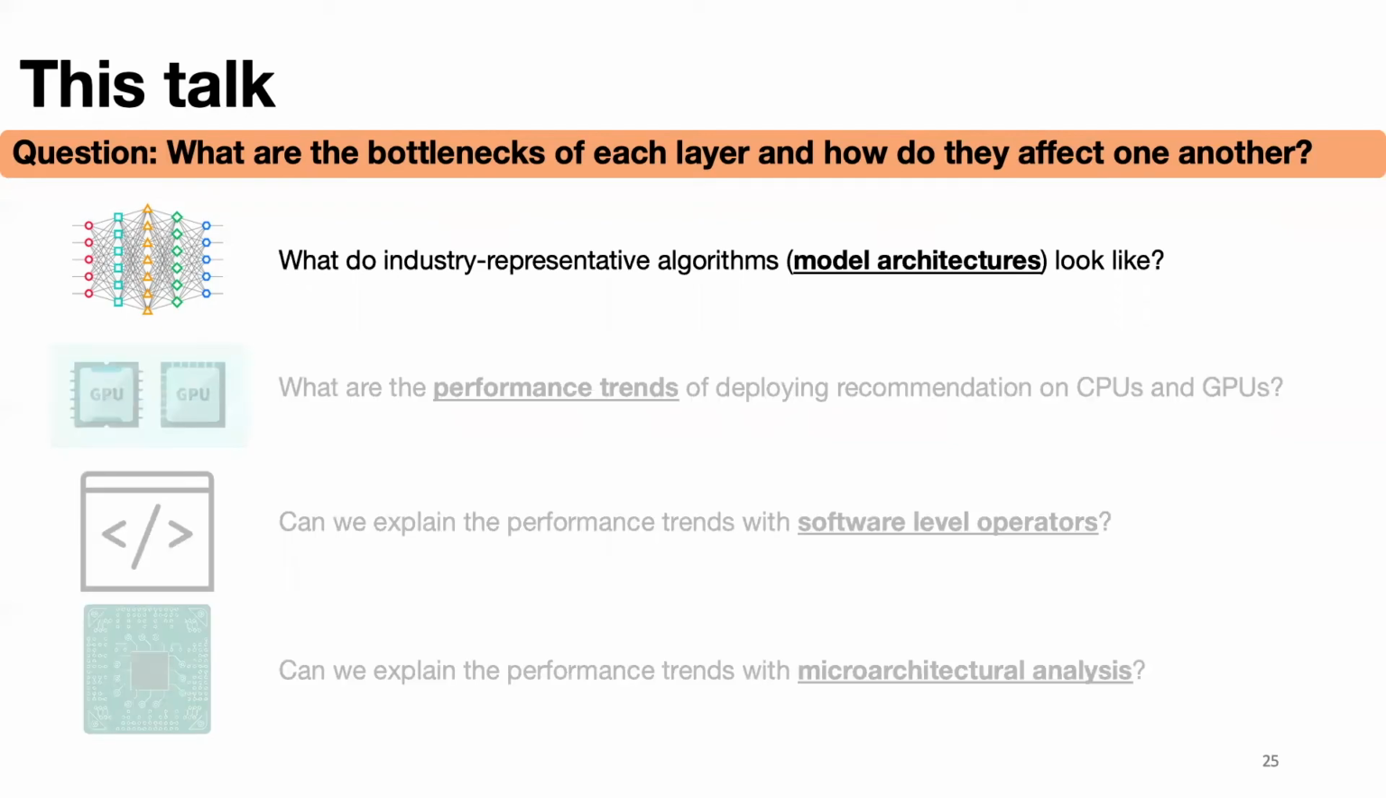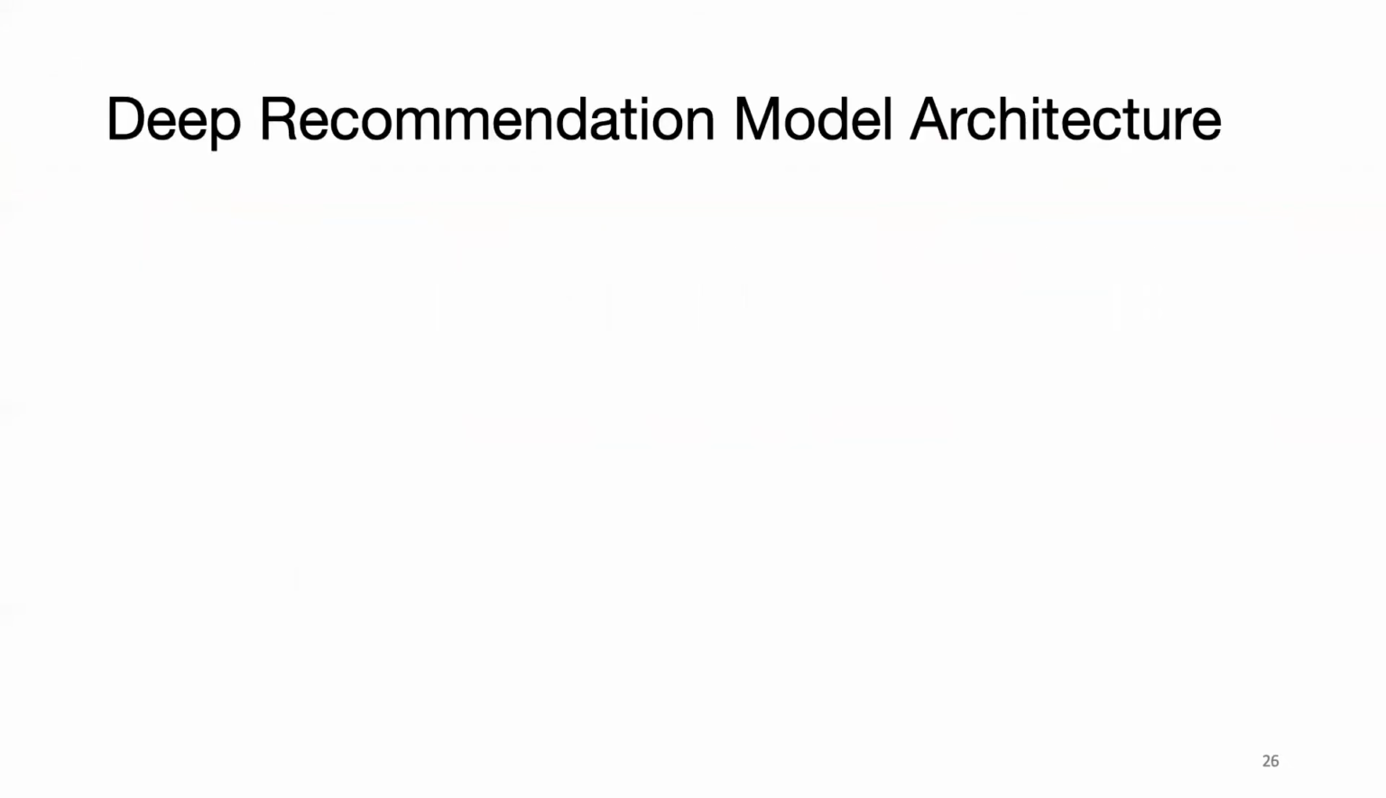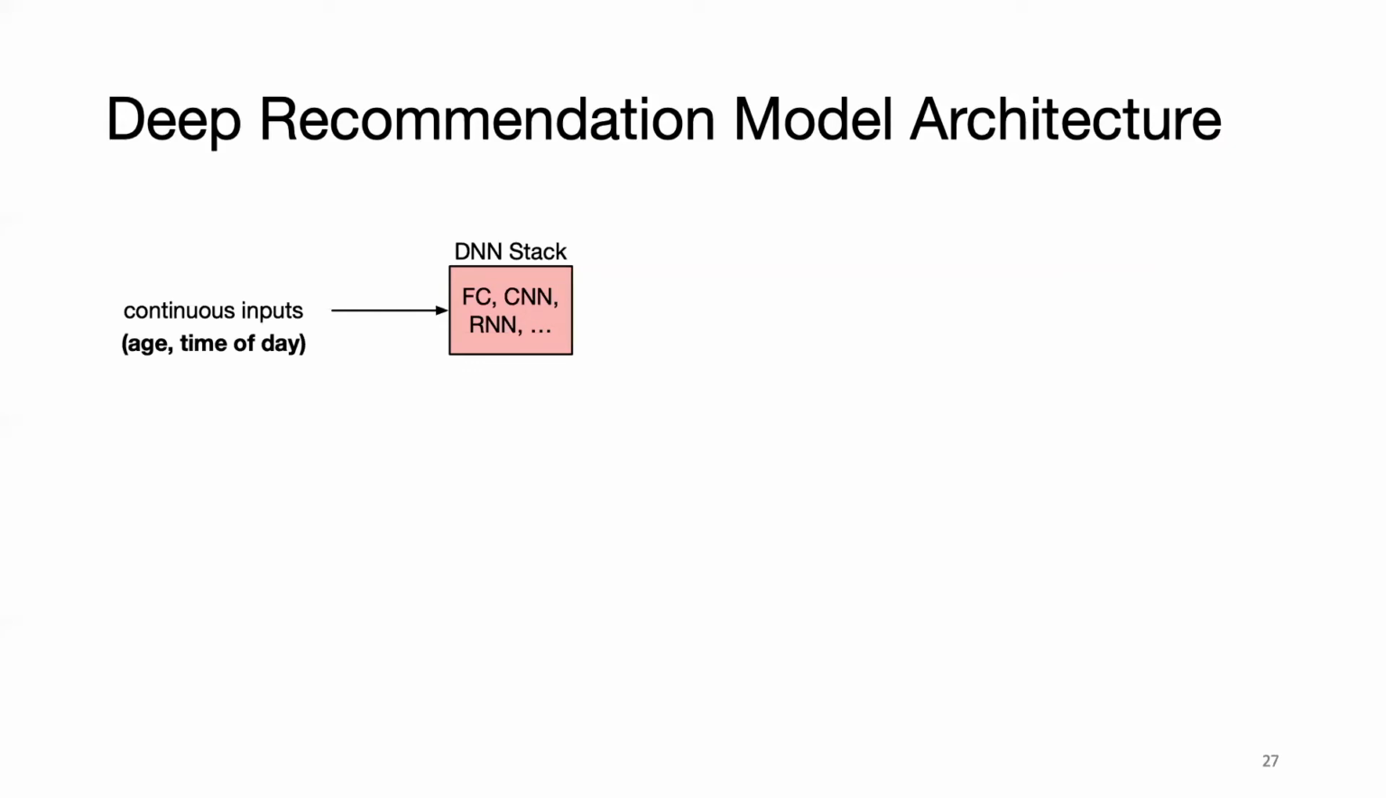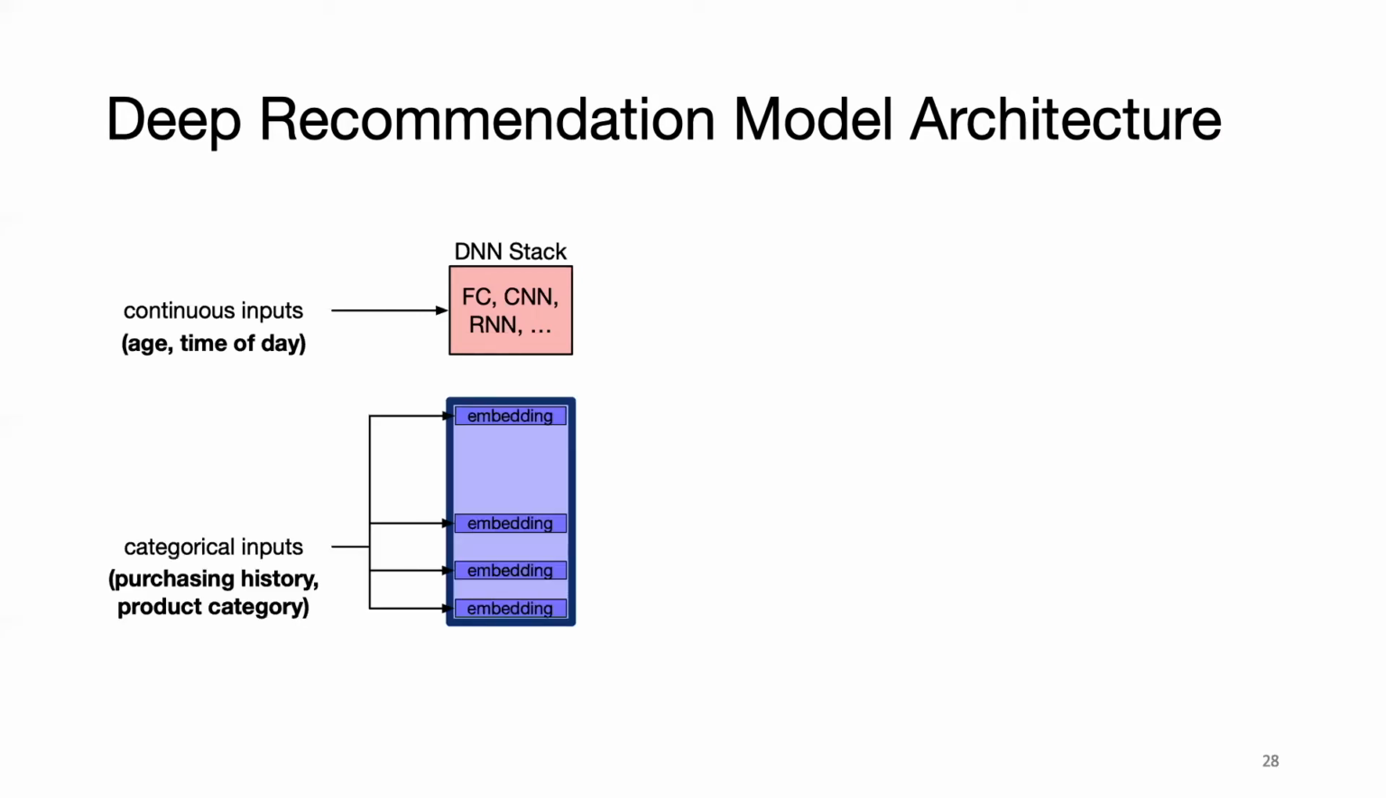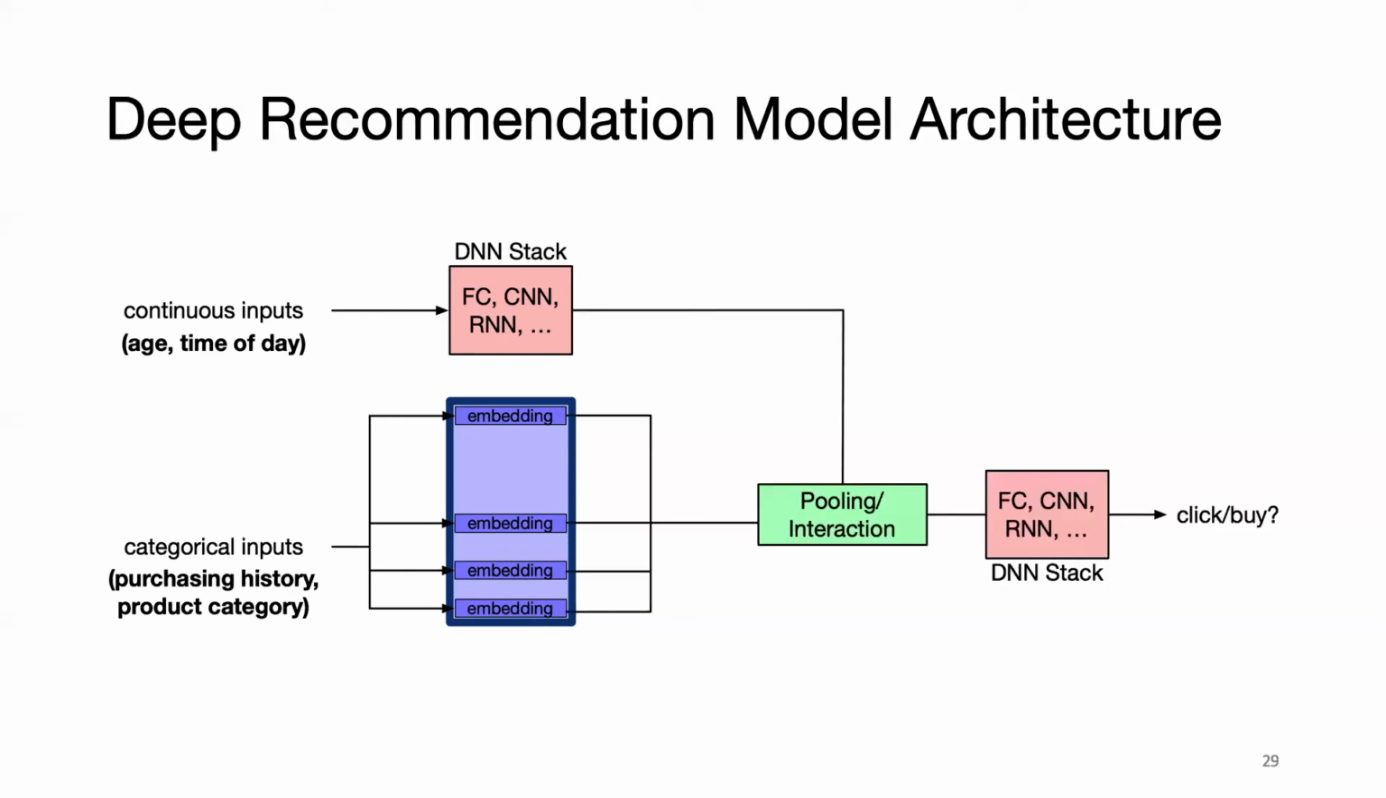Okay, so model architectures. Unlike other well-studied DNNs, deep recommendation systems have two types of inputs that require different processing techniques. One, continuous inputs, and examples of these are user age and time of day. These are processed by traditional DNN stacks. Two, we have categorical inputs that are used as indices for embedding tables. You can think of these embedding tables as tables that store information on users and items in the form of embeddings. Operation-wise, the inputs, which are multi-hot encoded vectors, are used to access individual entries within the embedding table.